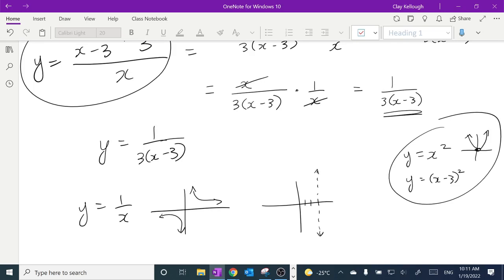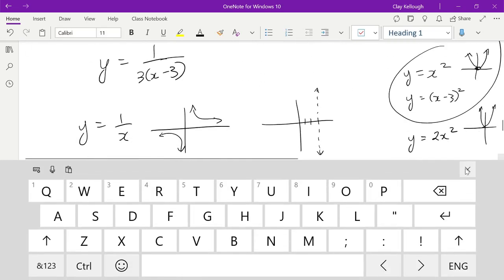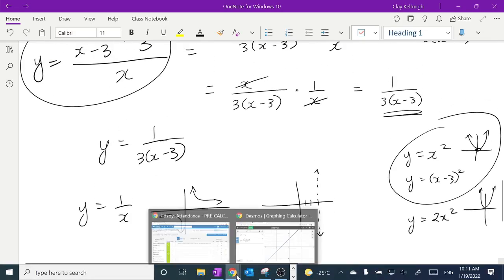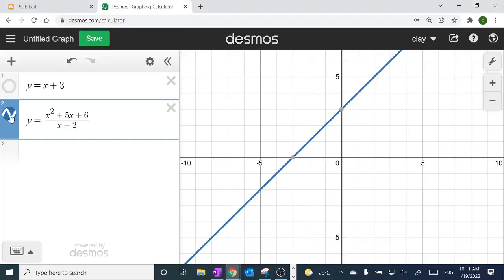Now, what does this 2 do to x squared? It makes it narrower. Remember that? Makes it skinnier. So what would this 3 do to this one? Now, careful. You have to kind of think about this a little more logically. In fact, maybe we could even use Desmos to kind of help us a bit. And there's that stupid keypad. I don't know why it keeps popping up. Go away, keypad. Okay, let me close that one.